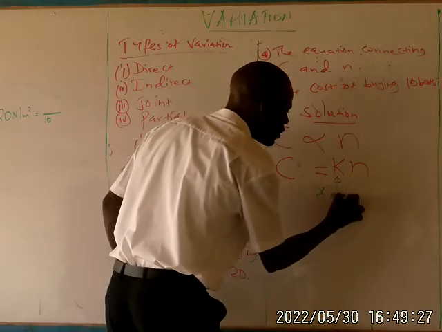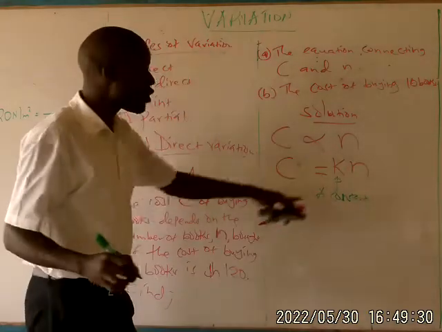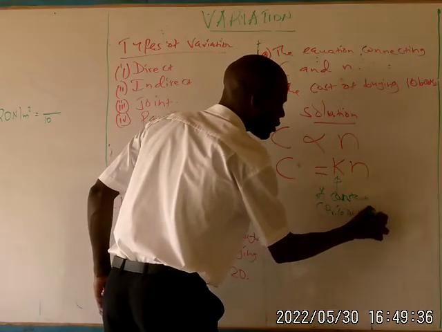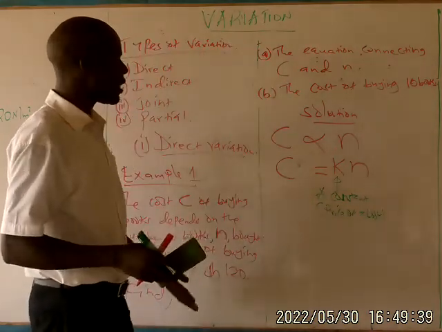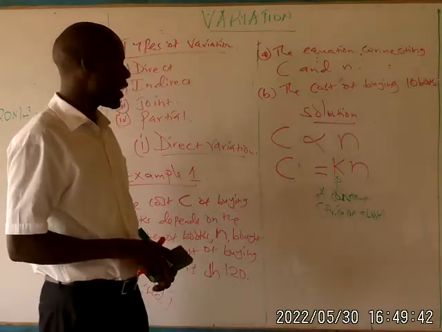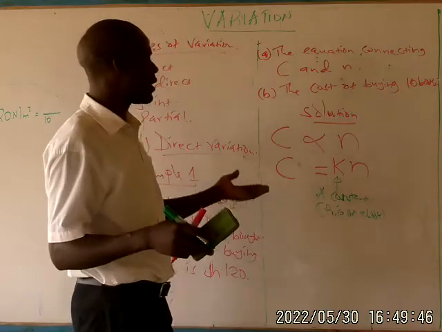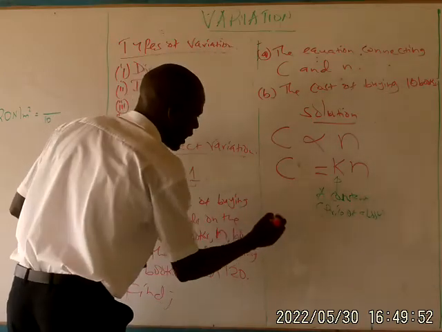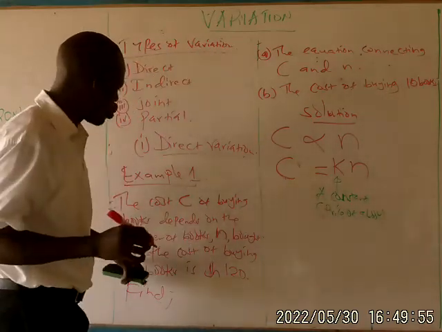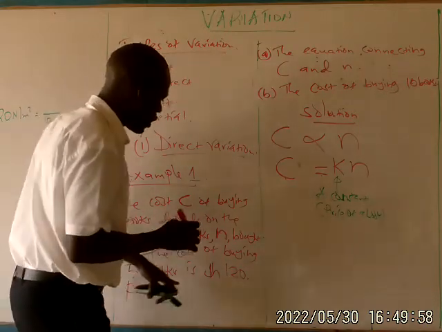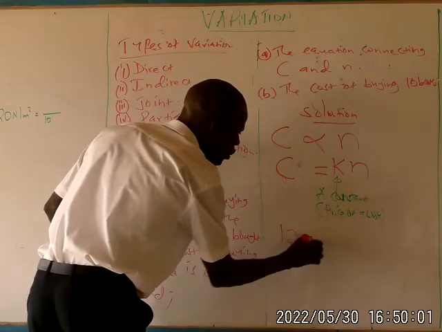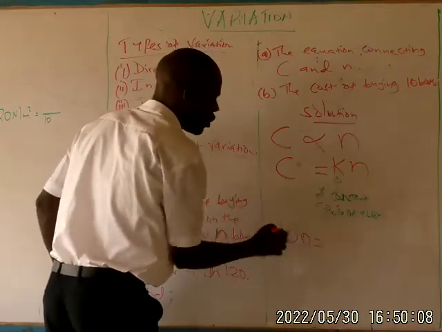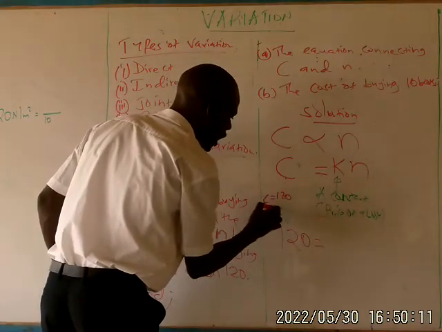If you read this question, this constant will give you the price of a book. If I ask you to find the price of a book, you simply find the value of K. That's why I'm using a constant, because it enables us to solve this one. From our question, we are told that the cost of buying 5 books is 120 shillings. So my C is 120 and my N is 5.